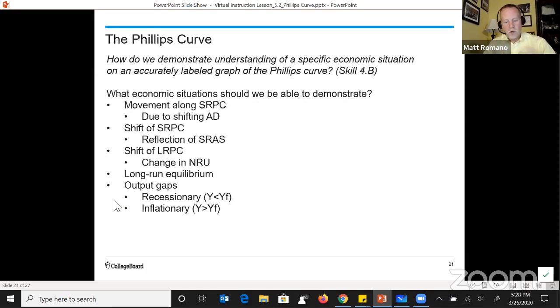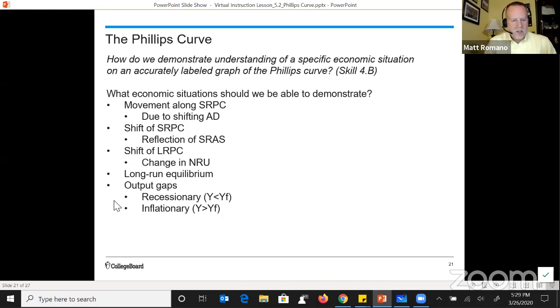So as aggregate demand shifts to the right, obviously we're moving along the short run Phillips curve up and to the left, indicating a lower unemployment rate and a higher inflation rate. We need to be able to show a shift of the short run Phillips curve. What causes that? Primarily, it's a reflection of the short run aggregate supply curve. It is also a reflection of a change in inflationary expectations. And as we just said, a shift of the long run Phillips curve is going to happen because the natural rate of unemployment is going to change.